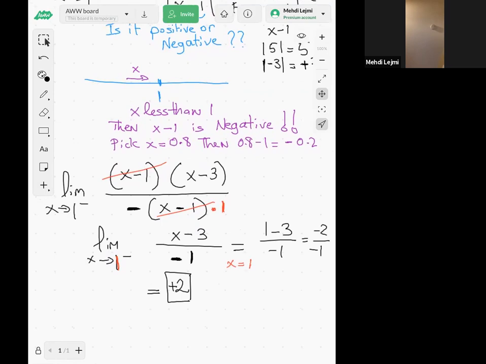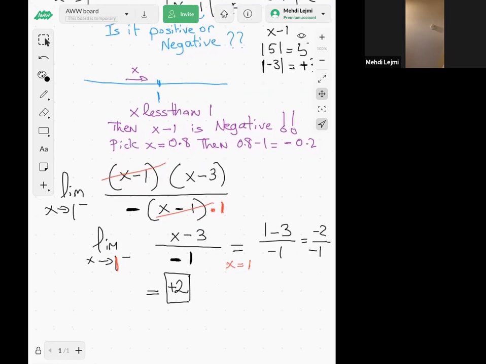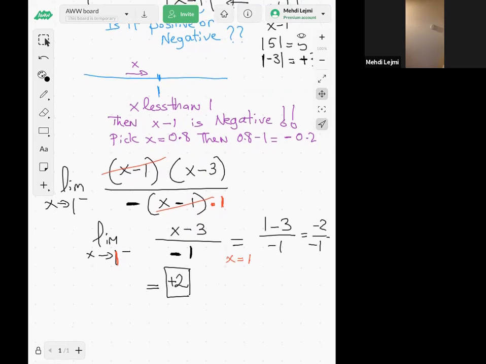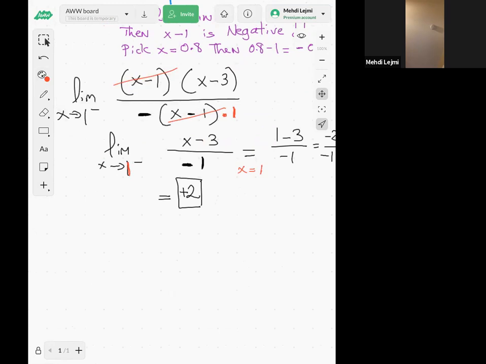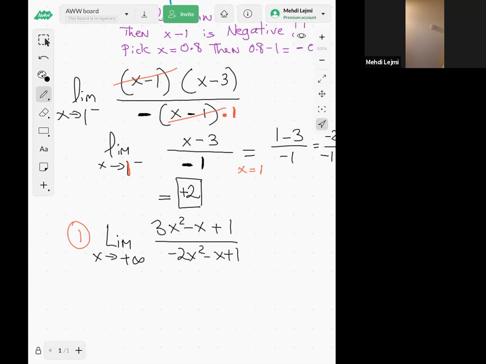Let me just say a quick word about the limits in number one and two. For problem number one, we had the limit as x goes to positive infinity of the square root of x squared minus x plus one, minus two x squared minus x plus one. So guys, when you have x going to infinity, either positive or negative infinity, it doesn't matter.